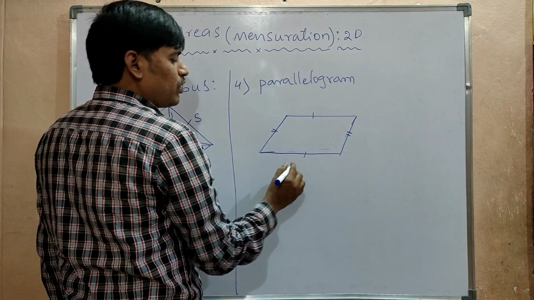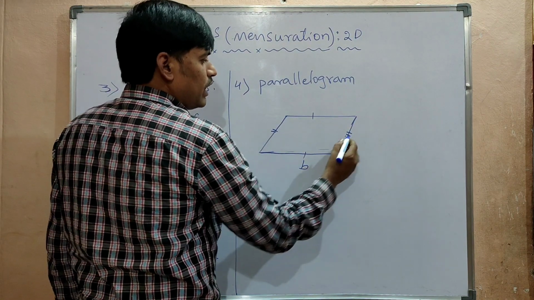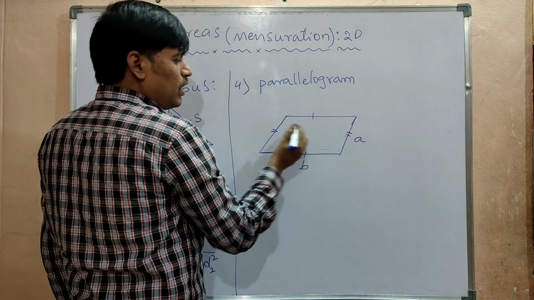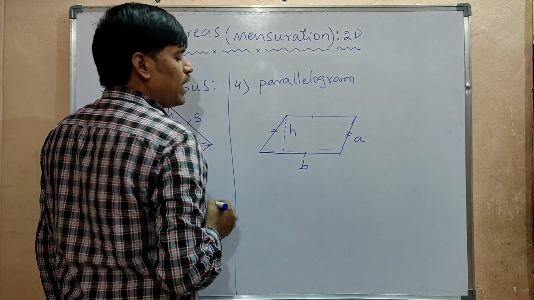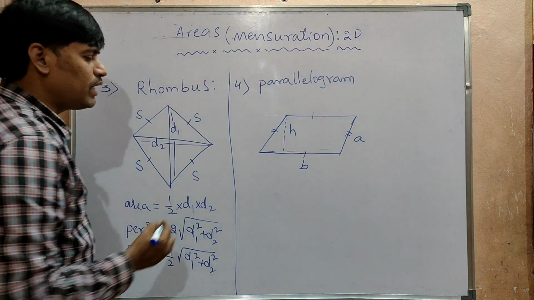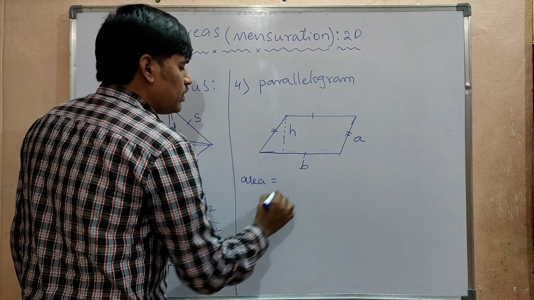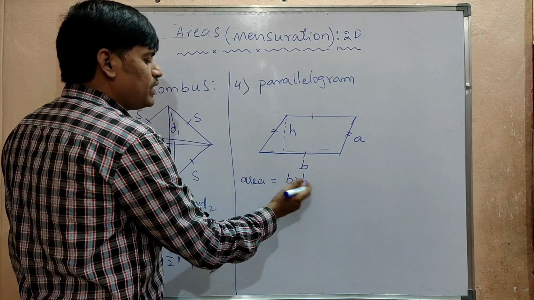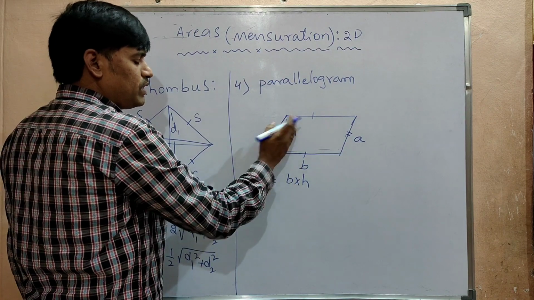In this parallelogram, here it is the base or length, and here it is your breadth. Here you take the height of the parallelogram. Area of the parallelogram is equal to base into height. Here it is a base, and it is a height. Area is equal to base into height.